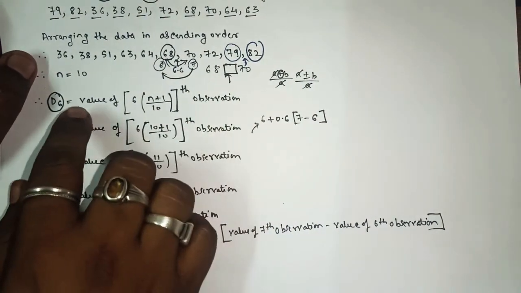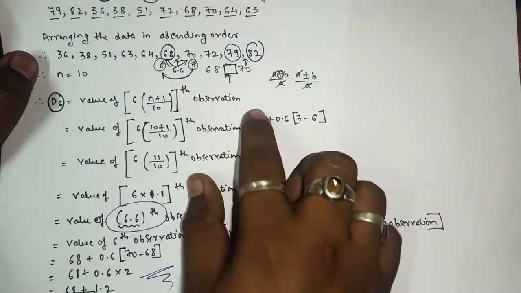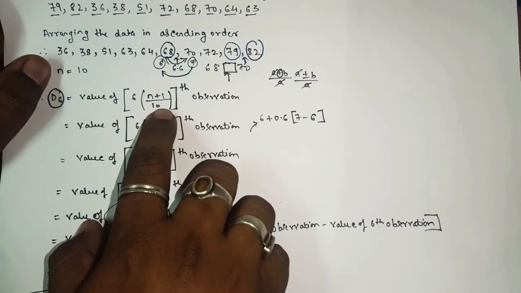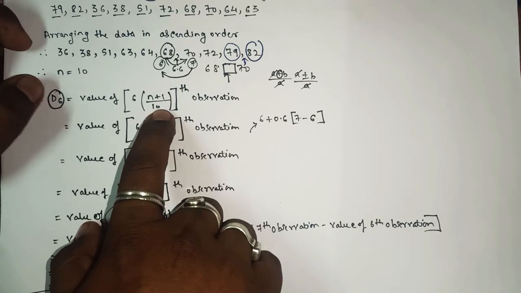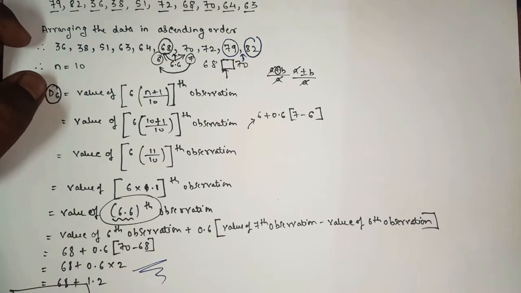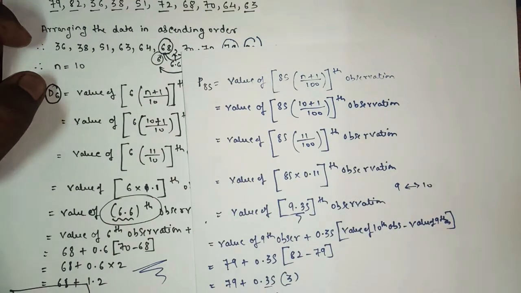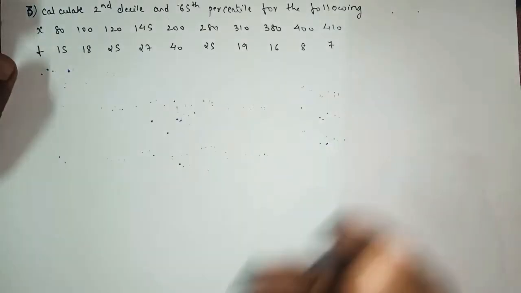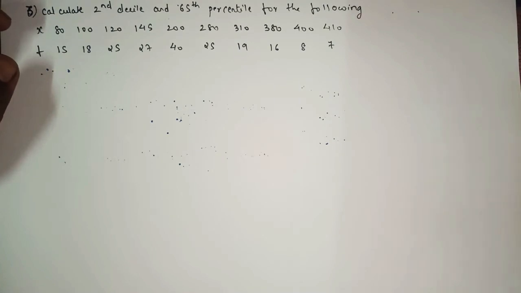As we saw type number 1, we got the idea of how to frame the formula, and please see to it that you don't make this mistake while framing the formula for deciles. Remember, in the denominator you will write 10, and while framing the formula for percentile you will write 100. Okay, now we'll move on to the next sum, that is type number 2, when we have ungrouped data.